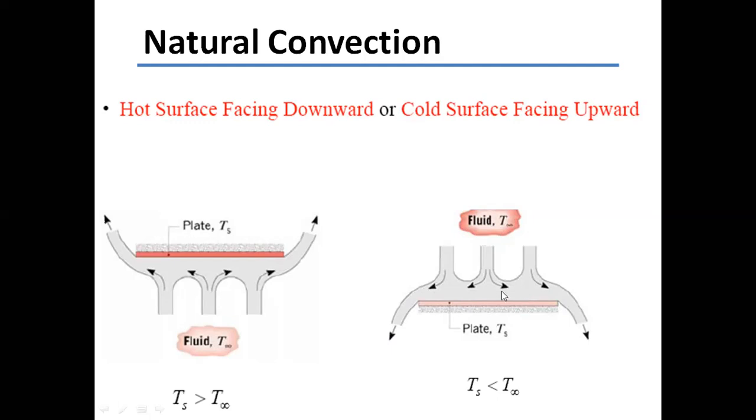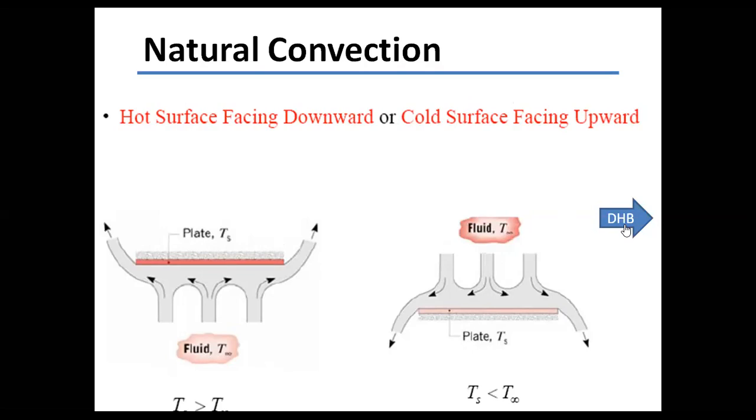These two are similar, right? This is a hot surface facing downward, and this is a cold surface facing upward. The kind of convection current that happens there, the fluid dynamics, is similar. Therefore, the set of equations used for these two conditions is the same, right? Here the surface temperature is more than the surrounding temperature, T infinity. Here the surface temperature is less than the surrounding temperature. In this case, if you go to the data handbook once again, we saw hot plate. You go to the next page here.